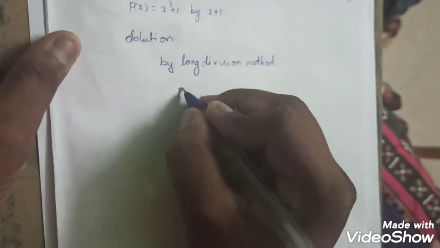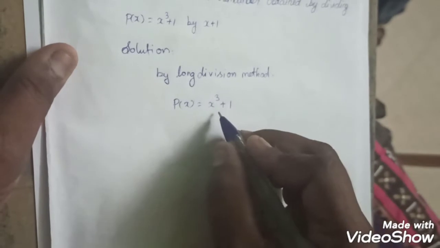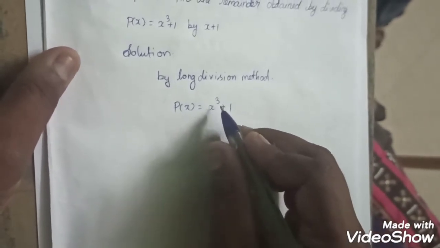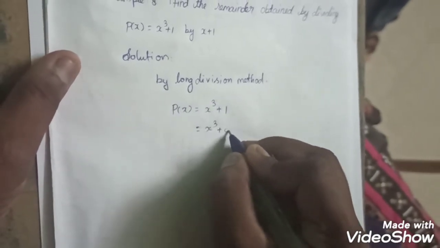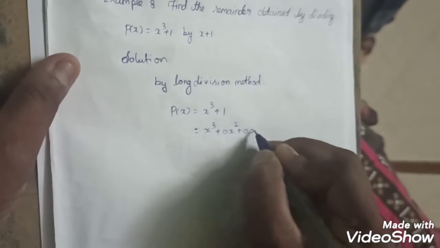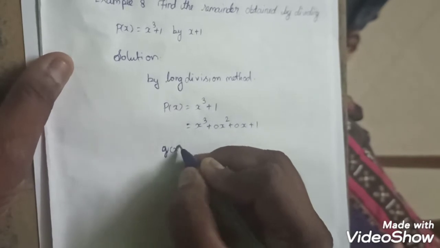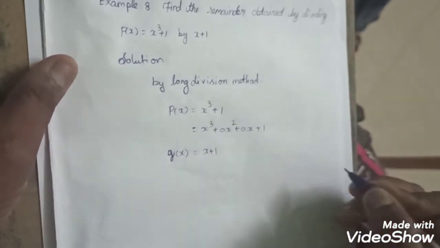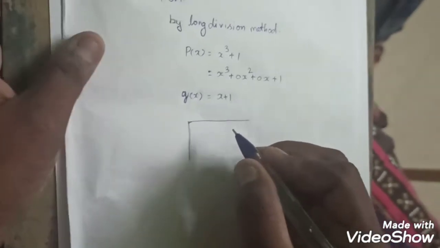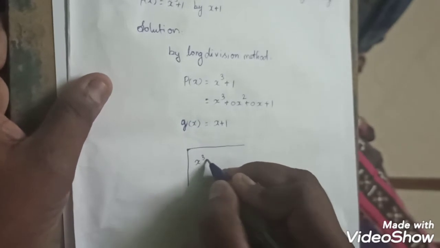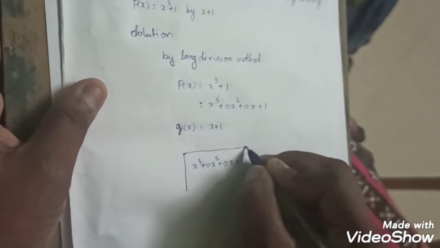So I take the first one as p of x equal to x cube plus 1. You see this x cube plus 1, x power 3 is there, but x power 2 and x power 1 are missing. Because of that, x cube plus 0x square plus 0x plus 1. In g of x, I take x plus 1. And normally, by the long division method, I have to find out the remainder now.